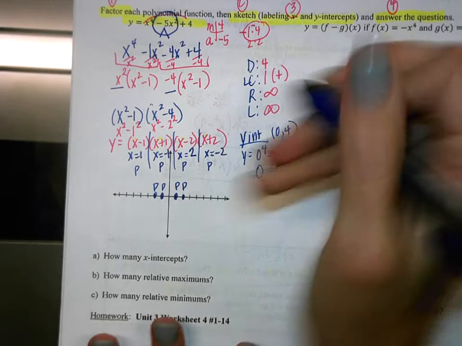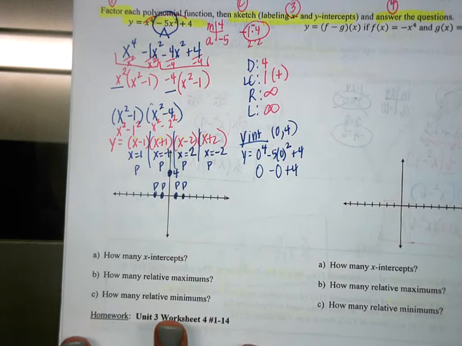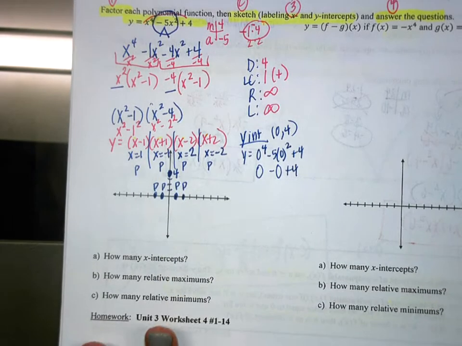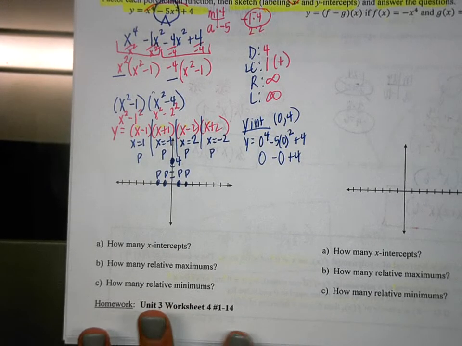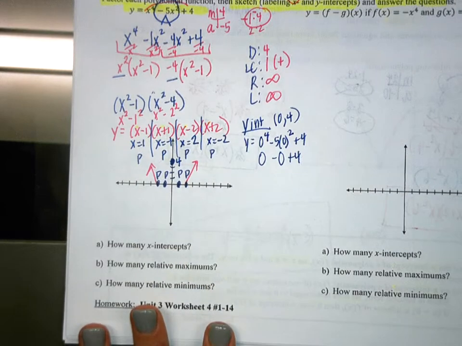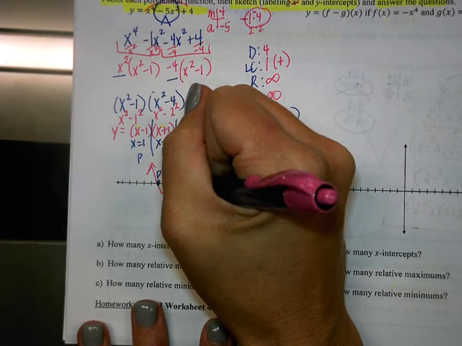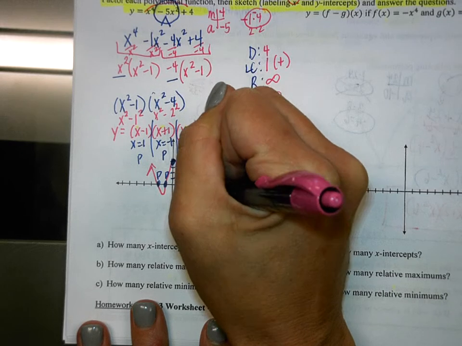So I need to mark a 4 and put a point there. Or you could have gone 1, 2, 3, 4. Okay? So now based on my end behaviors, the right side is going to positive infinity, the left side is going to positive infinity. And then we're going to pass through, turn around, pass through. This time it's going to turn around somewhere around the y-intercept, pass through, turn around, and everything works out perfect.